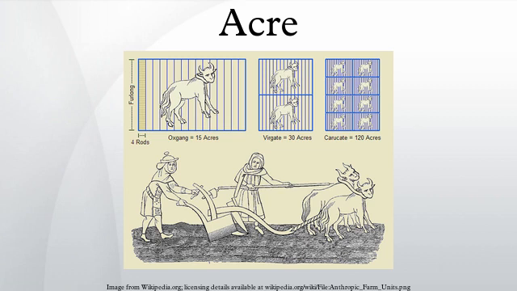10 square chains. 1 acre is approximately 208.71 feet by 208.71 feet, 4,840 square yards, 43,560 square feet, 160 perches. A perch is equal to a square rod, 4 roods, a furlong by a chain, 40 rods by 4 rods, 160 square rods, 1/640 square mile. Perhaps the easiest way for U.S.